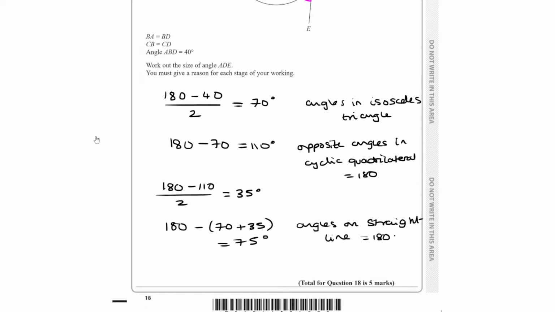And there we go, 5 marks. So that one I think was quite nice, to be honest. Even though it was question 18, and even though it said 5 marks, I think that was a quite nice one. Yeah, that was a nice question.